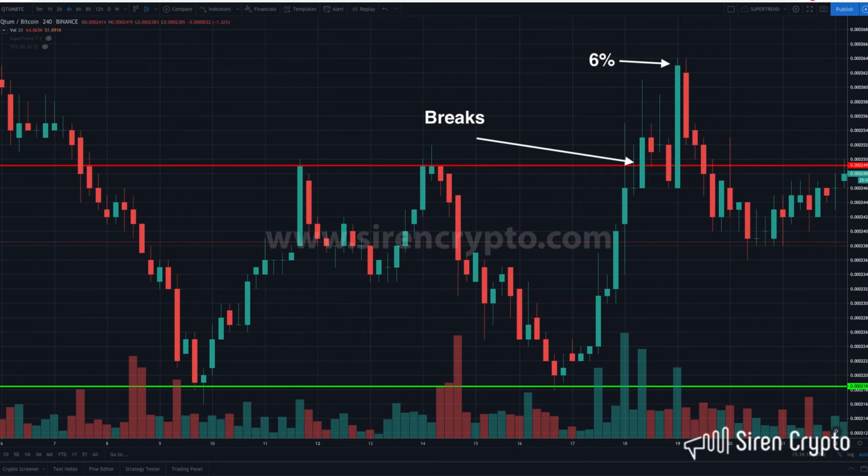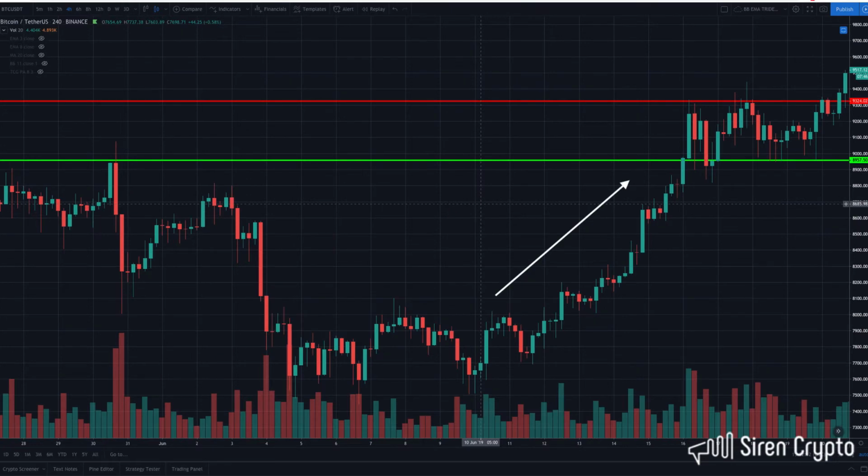The ideal target, as we know, was about 13%. Here we made about 6%, which is still a great gain. This is pretty much a textbook example. They don't all work out like this, obviously, but it's a good example of how this setup did a trend reversal. Now let's take a look at this chart.